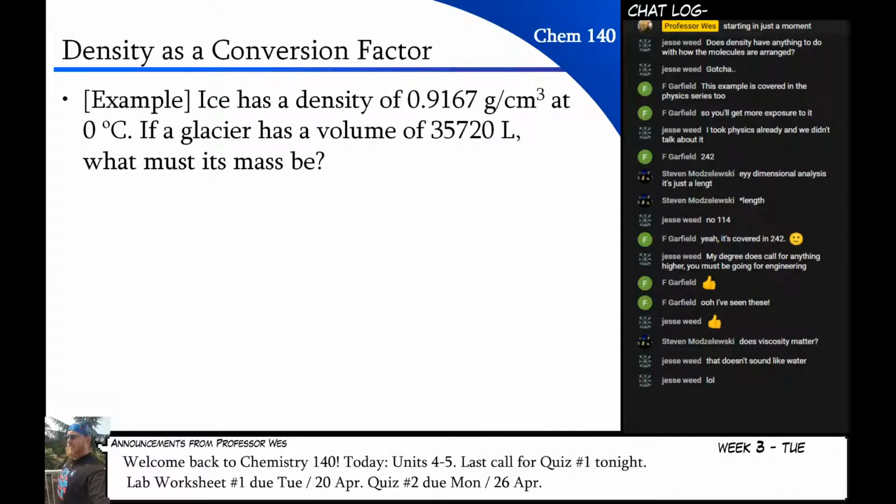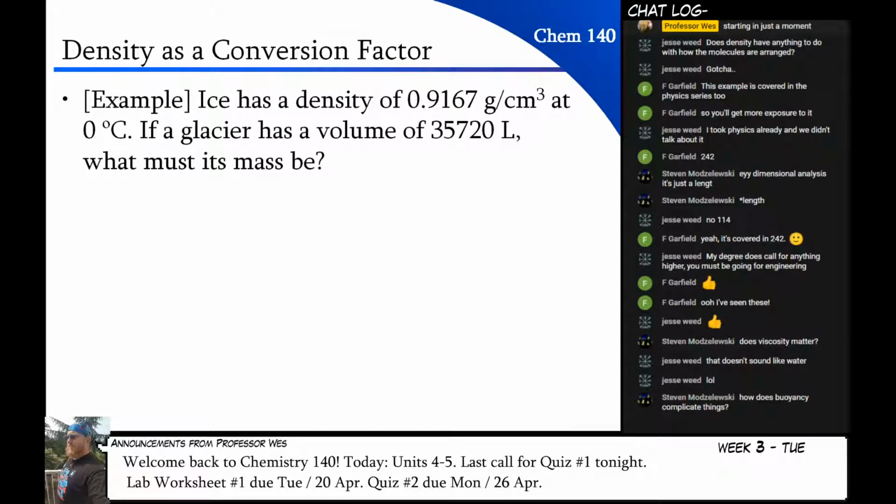So, for instance, let's look at the density of ice. At 0 degrees Celsius, here's its density, and this is reliable. So, if I have a glacier that has a volume of 35,720 liters, what's the mass of the glacier? You could measure how much ice something has by just its displacement in the water. So, if I could submerge the glacier, I could see, oh, it displaces this much water. Now, obviously, you can't just reach up and push the glacier into the water. So this problem isn't super practical, but it's a good exercise.